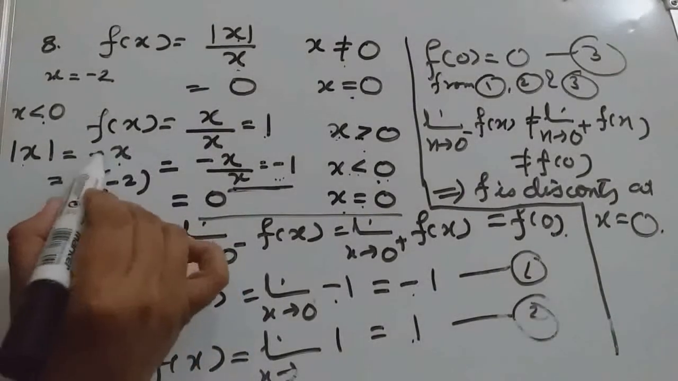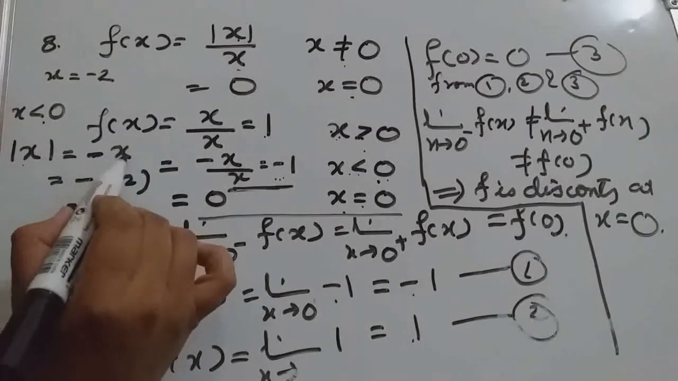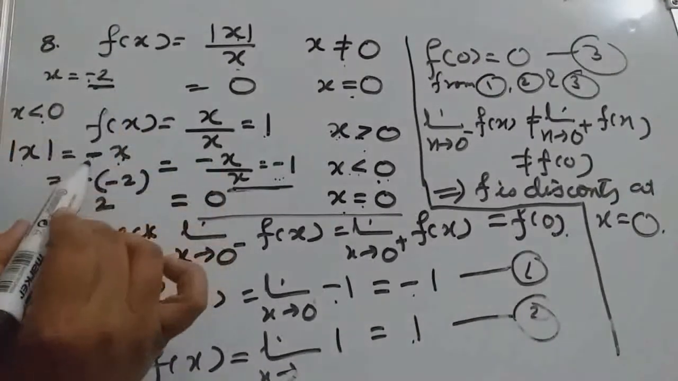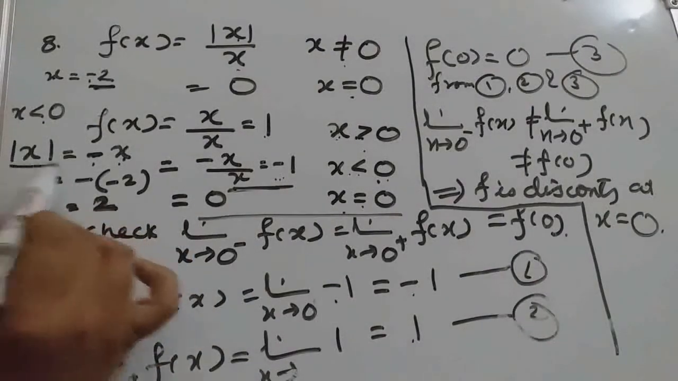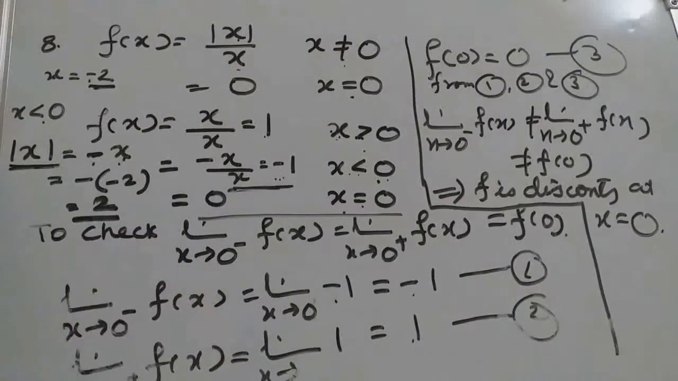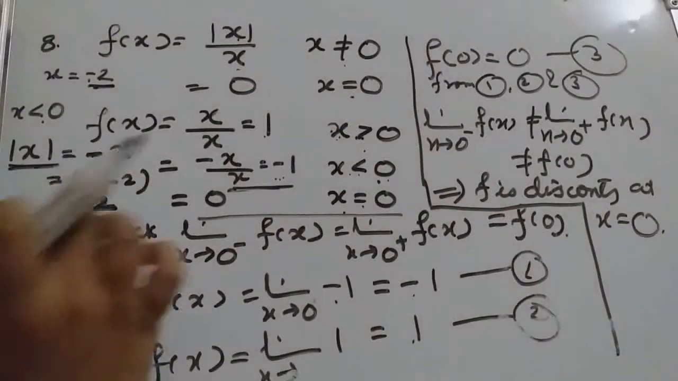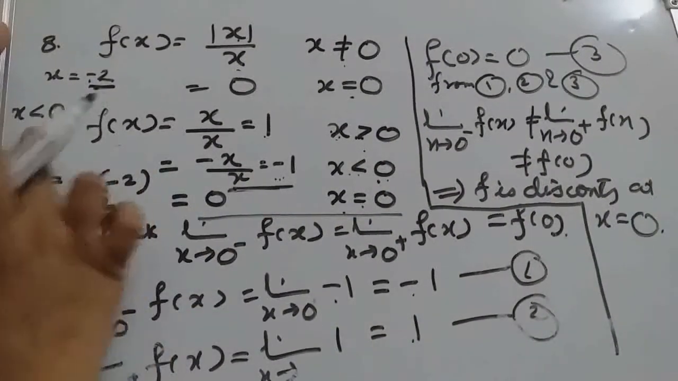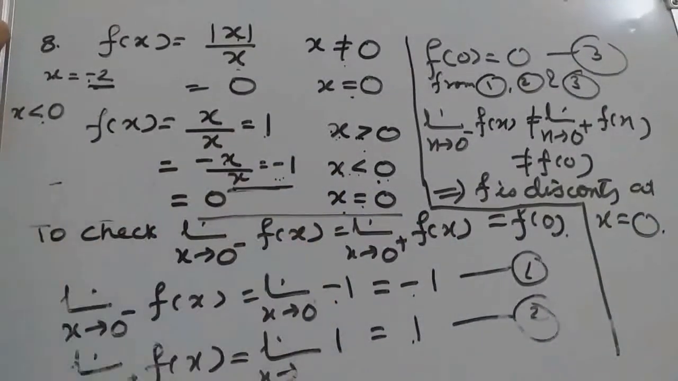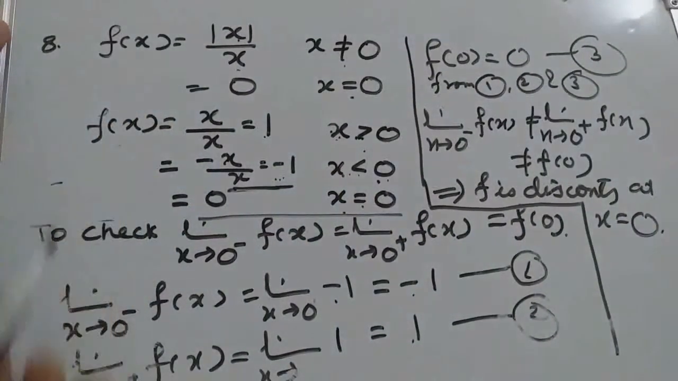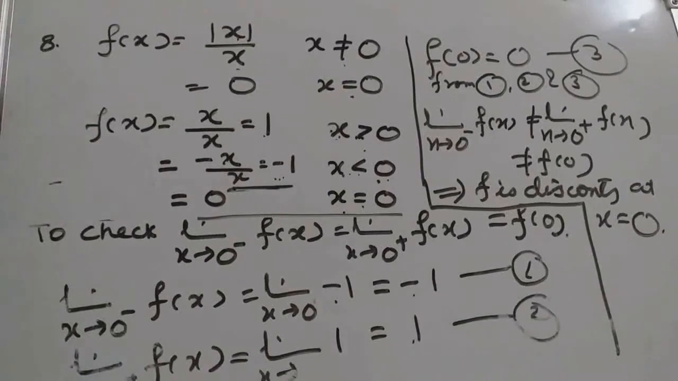That's why I am writing minus here, because ultimately x is negative, so negative with negative will give a positive number only, and we want the mod value as a positive number only. That's why, always remember this, mod x, if x is negative, mod x will be equal to minus x. So this is the solution for question 8.